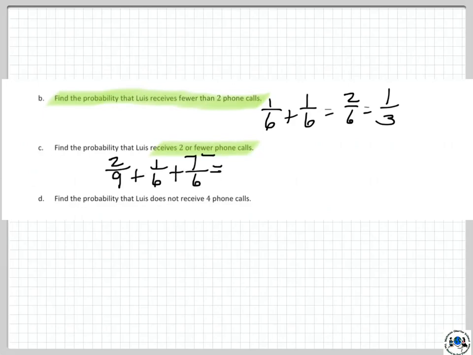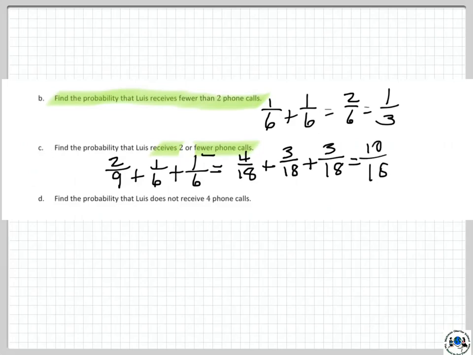And that was 2/9 plus 1/6 plus 1/6. This looks like 7/6 here, but it's not. It's actually 1/6. Okay, so 2/9 plus 1/6 plus 1/6 equals 4/18 plus 3/18 plus 3/18, which equals 10/18, which equals 5/9. Okay, and you might have done it a different way. You could have made that into 2/6 first, and then just gone from there. That would have been 6/18. Anywho, there you go, 5/9.